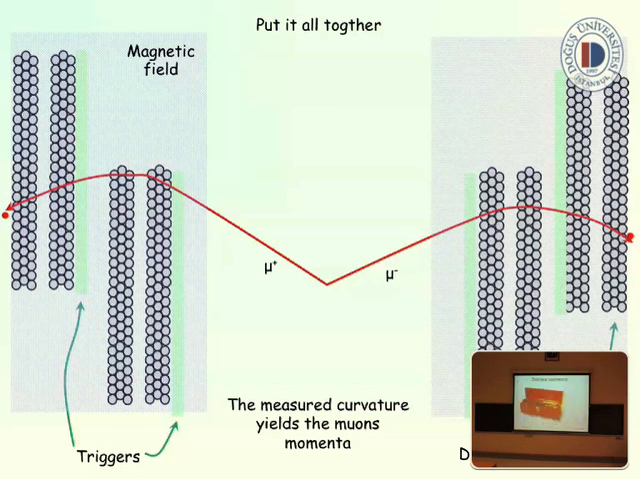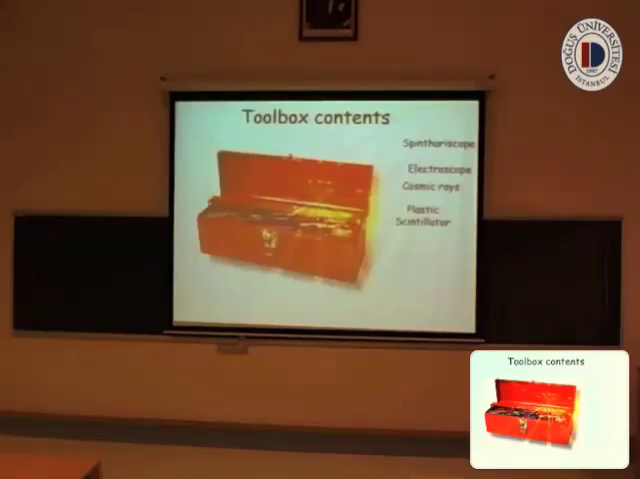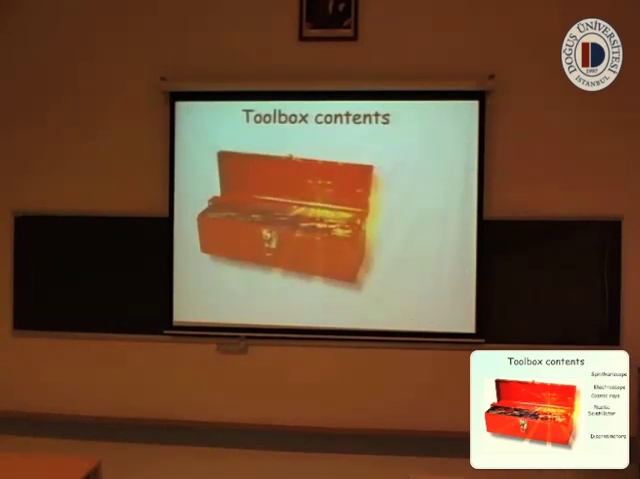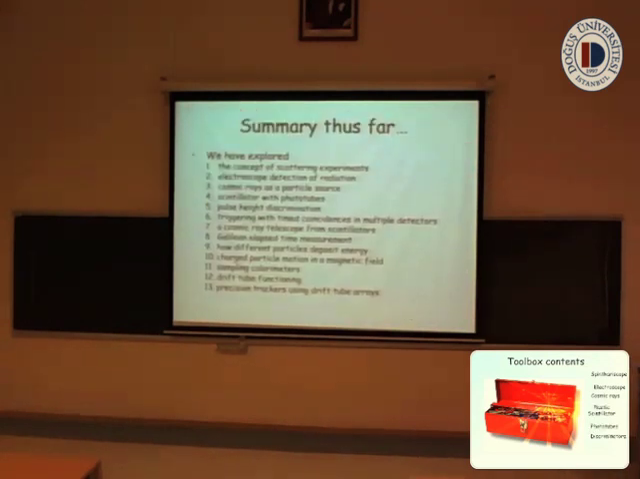Okay, let me move on. So this is more or less what we have and what we learned. We have a toolbox of contents. We learned about the electroscope, cosmic rays, plastic scintillator, discriminator, all these terms, and this is more or less our toolbox contents. Let me just summarize what we did. Actually, it's written here. You can read it afterwards.